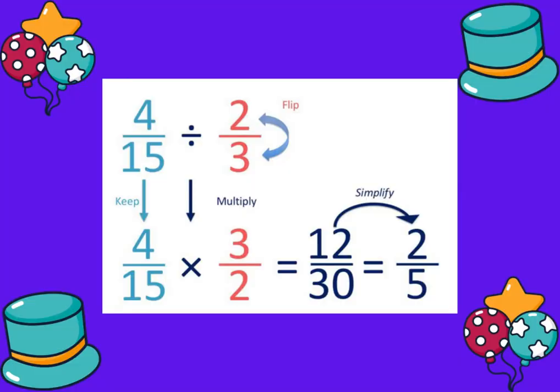4 by 15 divided by 2 by 3. Now, 2 by 3, what do we have to do? That will be reversed, and the division symbol is changed into the multiplication. 4 by 15 multiplied by 3 by 2. And again, numerator to numerator, denominator to denominator, we have to multiply. So that is 12 by 30. And to get the lowest terms, divide by 6, because both numbers come in the table of 6. So 12 divided by 6 is 2, and 30 divided by 6 is 5. So 2 by 5 is the resultant answer.